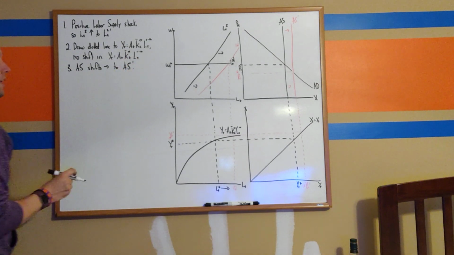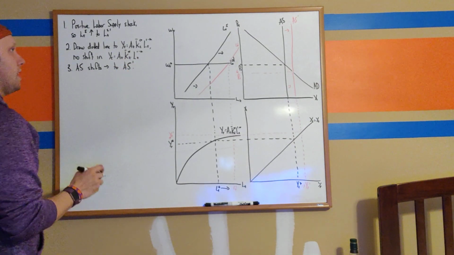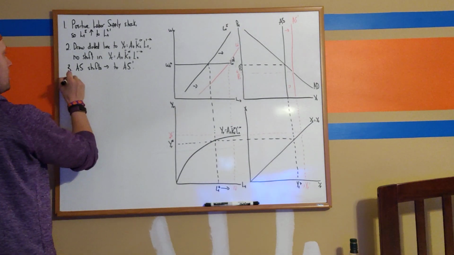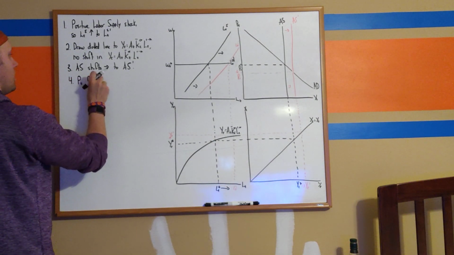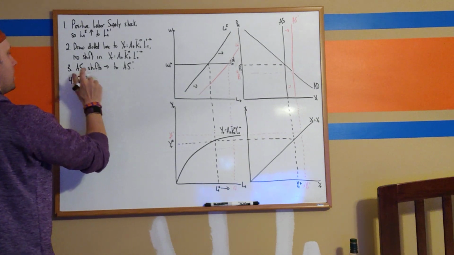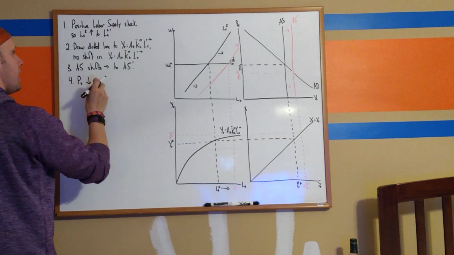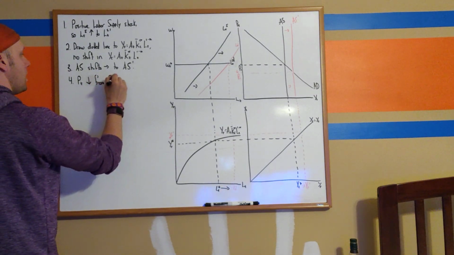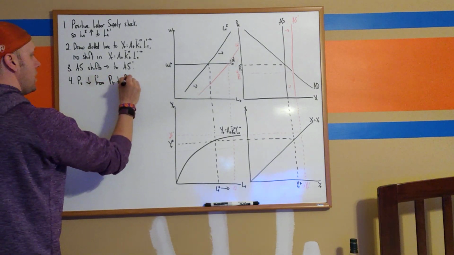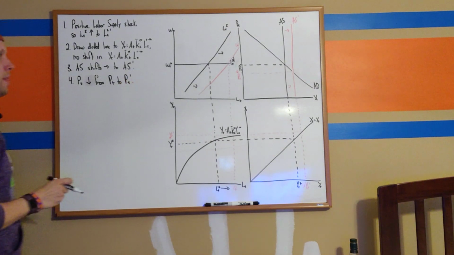Meaning our aggregate supply curve is going to shift out to AS prime. The price level is going to drop from P to P prime.